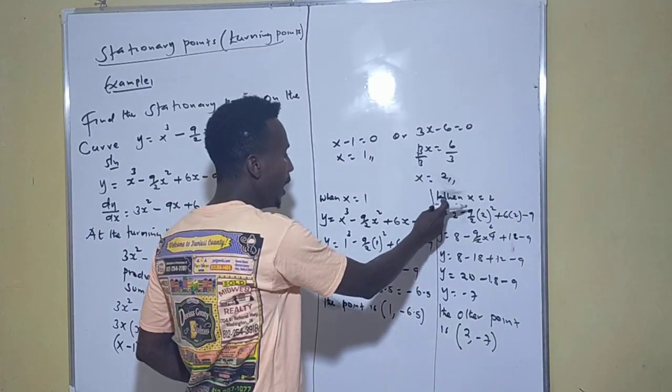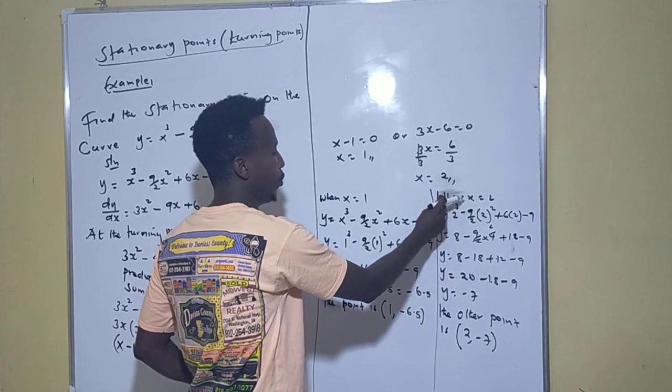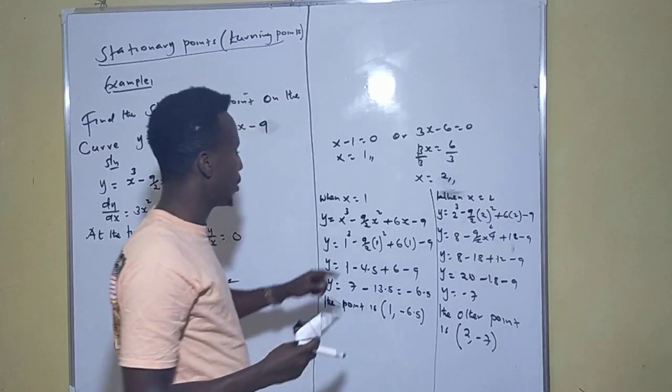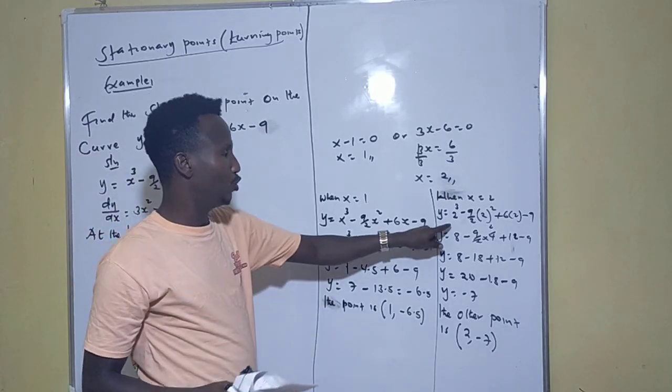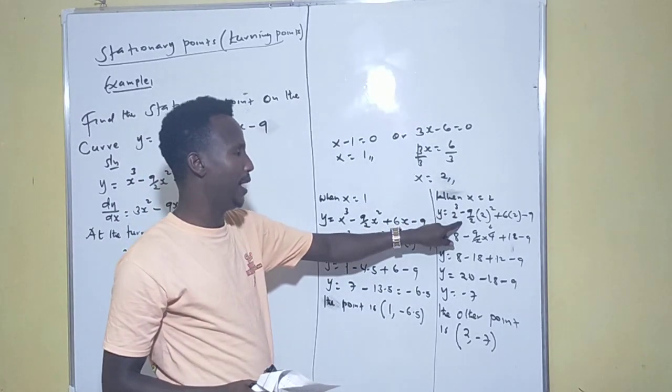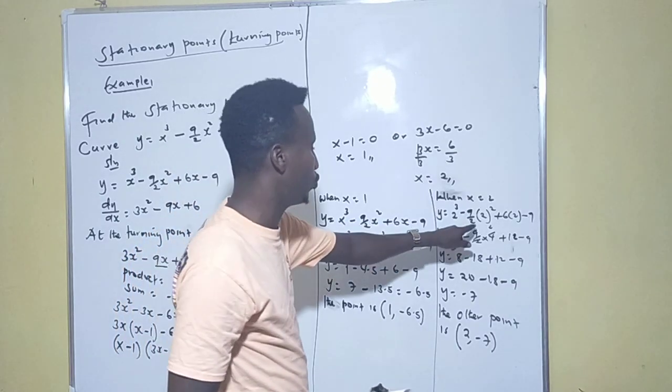Okay? Another time, we are going to take this one. When x is equal to 2, remember we are going to substitute here. So it will be y is equal to 2 cubed minus 9 over 2 into 2 squared.